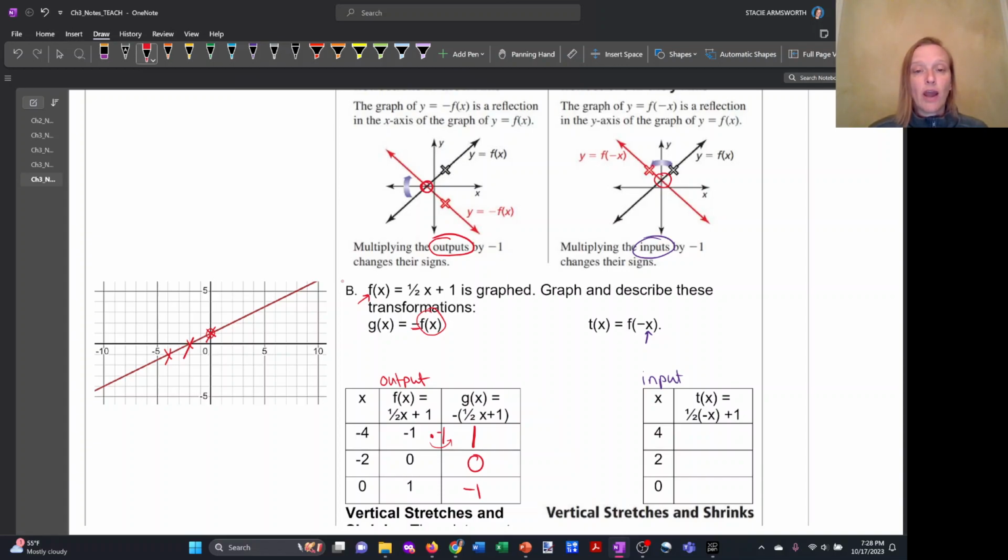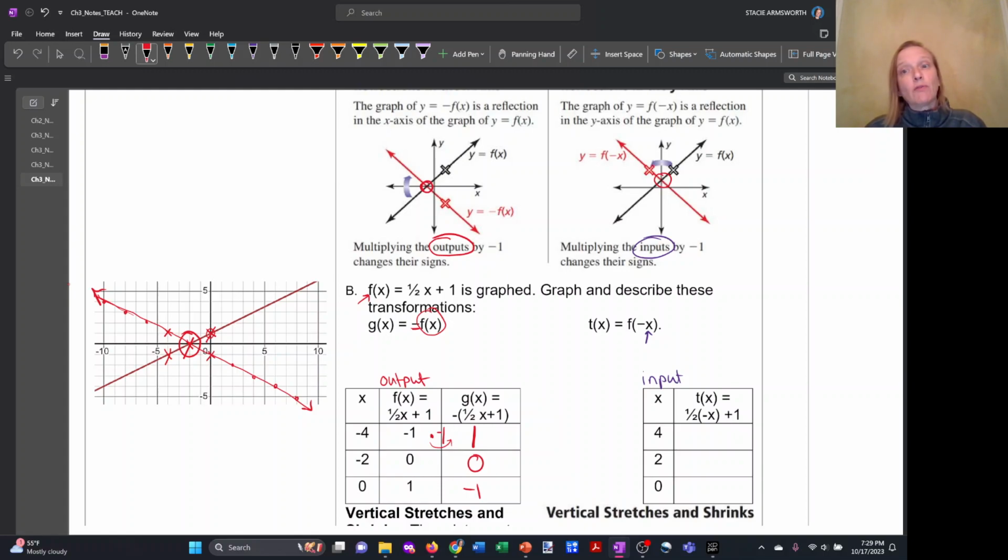Plotting those points on the graph, I now have points at -4, 1, which is up here, -2, 0, so those points overlap, and 0, -1. So I can continue this pattern to give myself a few more dots to hopefully draw a straight line off of. And now I'll try to draw this reasonably. And you can see that I have a reflection across the x-axis, and I can tell it's a reflection across the x-axis because my x-intercept stayed the same.